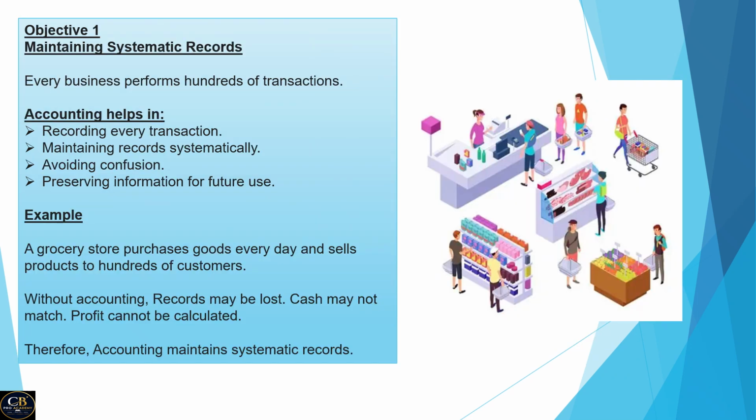Number one, maintaining systematic records. Every business performs hundreds of transactions, right? So how does accounting help us? Accounting helps us in, number one, recording every transaction. Number two, maintaining records systematically. Number three, avoiding confusion. Number four, preserving information for future use.